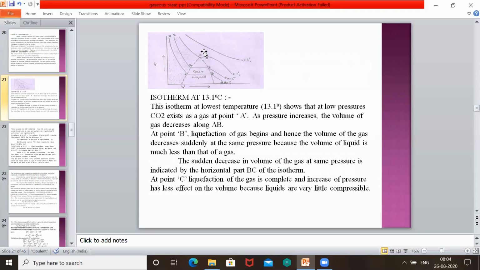The temperature above which gas cannot be liquefied is called critical temperature, and the pressure of the gas at the critical temperature is called critical pressure. It is denoted by PC, VC, and so on. In the next class, we will see some relationship between critical constants and van der Waals constants.